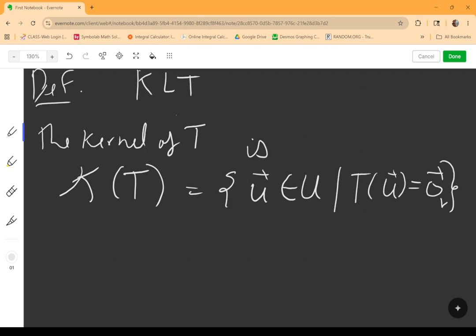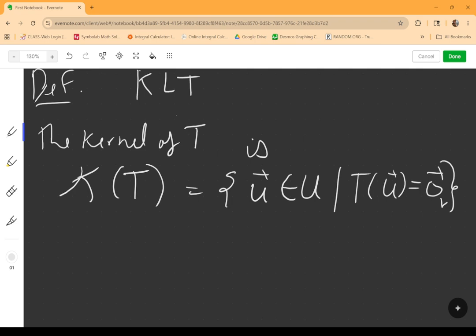The kernel is always a subspace of the domain, U. You can verify this by verifying those three properties of a subspace. I know it's non-empty from a previous theorem, where I know the zero vector in U maps onto the zero vector in V. So I know it contains at least one element. And you can prove it's closed under addition, closed under scalar multiplication, etc.